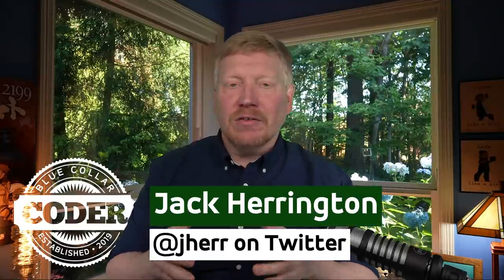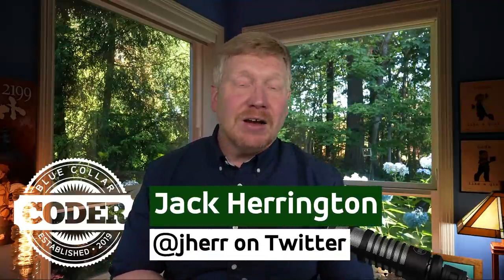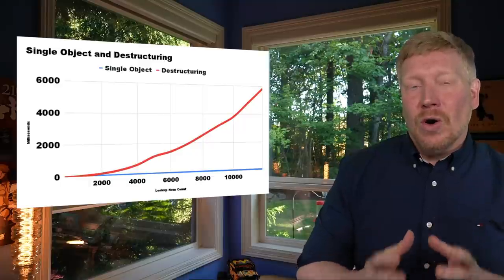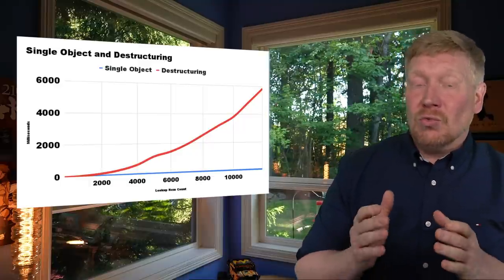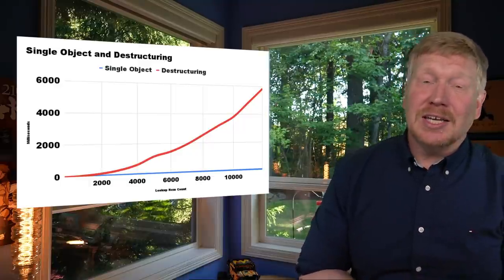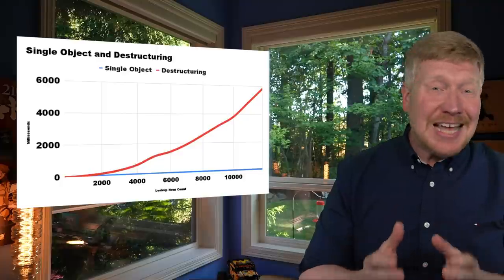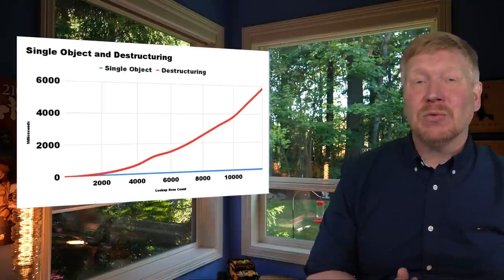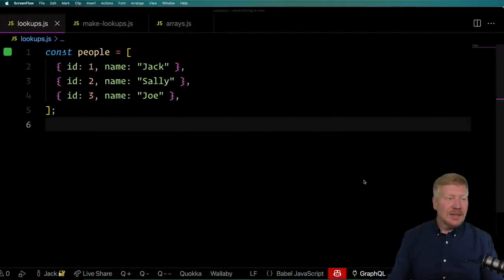I'm Jack Herrington, a principal full-stack engineer, and in this JavaScript quick fix, we are going to take a look at destructuring, particularly in the context of an Array.reduce method, and how just a little bit of difference in how you write it can make a huge difference in performance. Have a look at this graph, and we're going to see how one variation of the code can give you this red line, which is bad news, and another variation of the code, which does exactly the same thing, can give you the blue line, which is far more efficient. Let's jump right into the code.